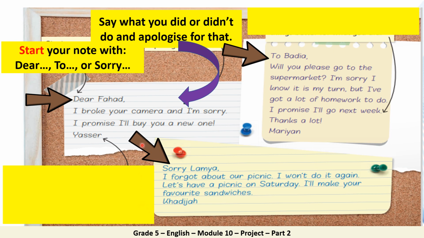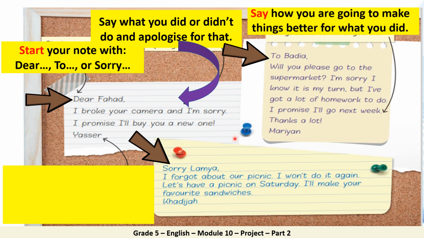Remember, say what you did or didn't do and apologize for that. I broke your camera and I'm sorry. Will you please go to the supermarket? I'm sorry. I know it's my turn. I forgot about our picnic. I want to do it again.